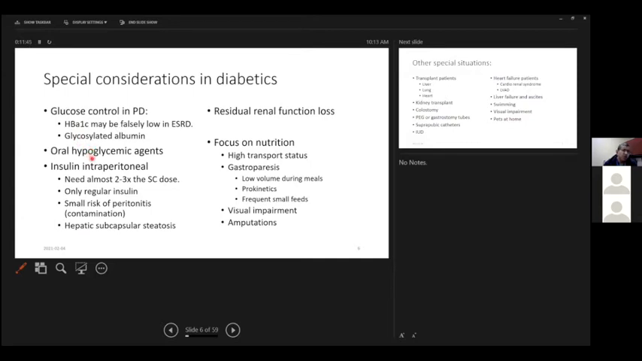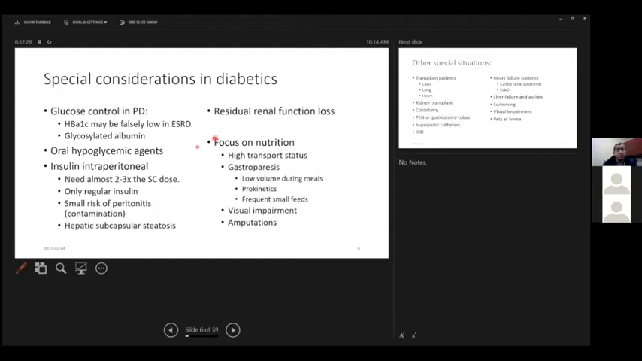What about the use of oral hypoglycemic agents? You can use a few of them, like linagliptin or sitagliptin, but you're going to avoid using the sulfonylurea group of drugs. Now you can use insulin as well, and you can use it intraperitoneally so as to avoid dosing it subcutaneously. But the problem is, there's always a risk of peritonitis because you're breaking the barrier and you're puncturing the fluid bag, right? So I would suggest it's doable, but try to avoid it. It's also associated with hepatic subcapsular steatosis. This is a terminology that you'll know, but it doesn't have any clinical significance.